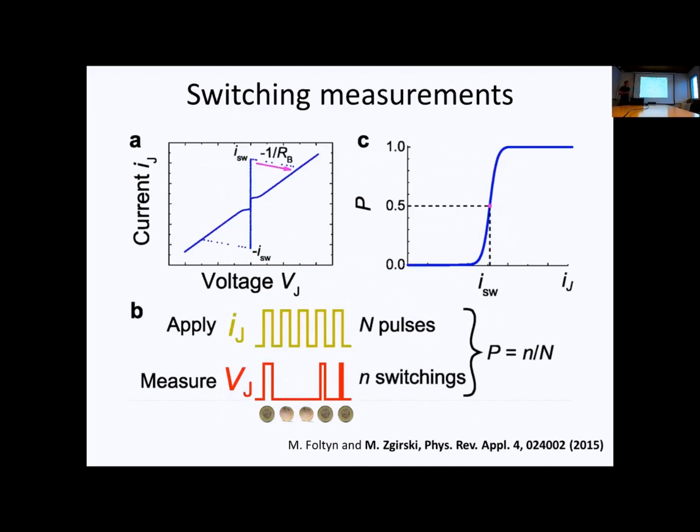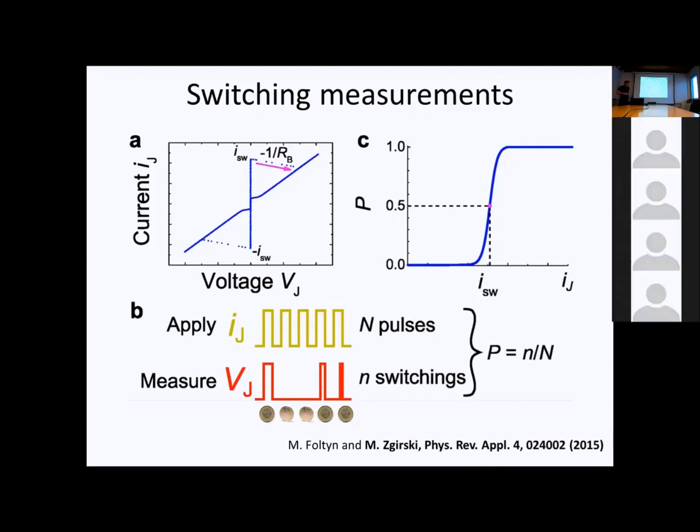So I employed a switching measurement protocol. It consists of sending, say, 10,000 pulses on the bridge, and in response to each pulse, the bridge may switch, then a voltage pulse develops on the bridge, or it may remain in the superconducting state, then no pulse appears. So you send some particular value of the current amplitude, and then you count the number of times the junction switches, and the number of times it switched divided by the total number of pulses you probe gives you what we call the probability, or more accurately, an estimation for the switching probability.